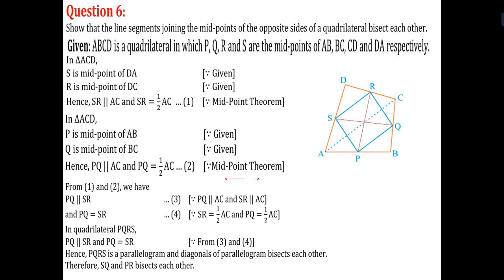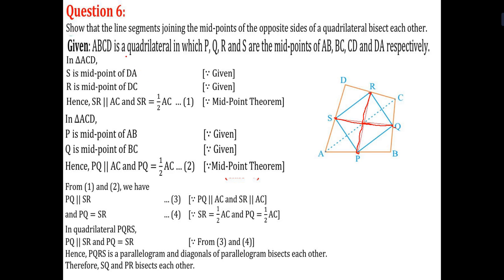Now question number 6. Show that line segments joining the midpoints of opposite sides of a quadrilateral bisect each other. So here a quadrilateral is given, and these are all the line segments joining the midpoints. Bisect each other means they bisect. So that we have to prove.